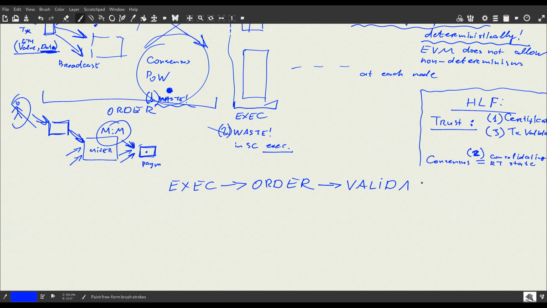Actually, order and validate are a kind of same step, but for some reason in Hyperledger they are logically considered to be different. I would say there is a much bigger difference between what we do in execution of smart contracts and in the second two stages. Order and validation are quite closely related to each other compared to the execution phase. Now, in a second, we'll see how it all works in Hyperledger.